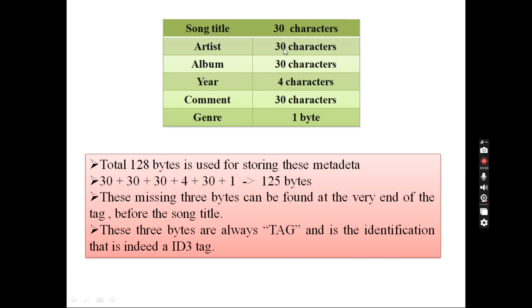When we add this, that is 30 plus 30 plus 30 plus 4 plus 30 plus 1, we have 125 bytes together. But here we are saying that we have 128 bytes, so 3 bytes are remaining. Those missing 3 bytes can be found at the very end of the tag before the song title. These 3 bytes are always tagged and are the identification that it is indeed an ID3 tag.